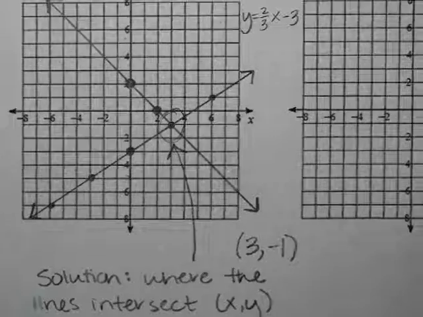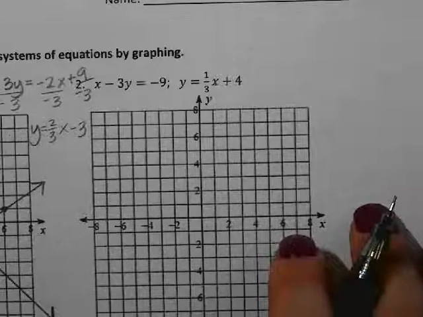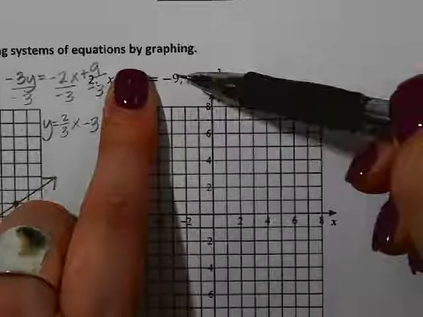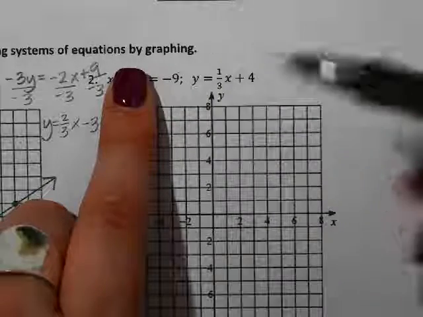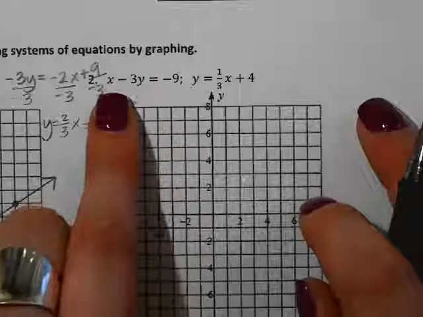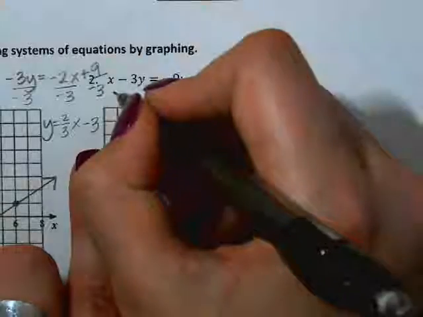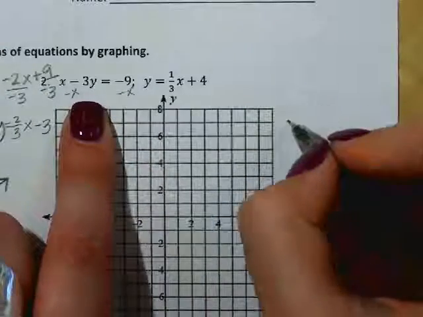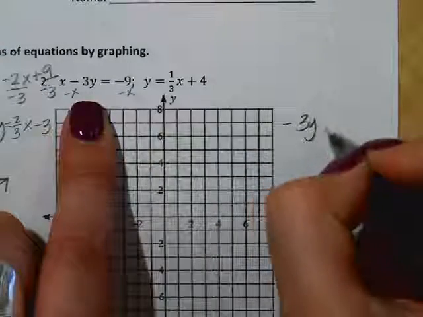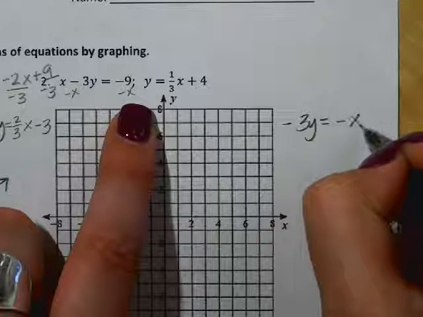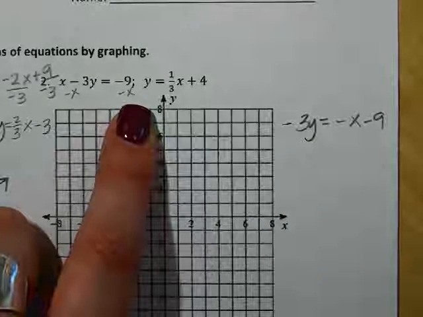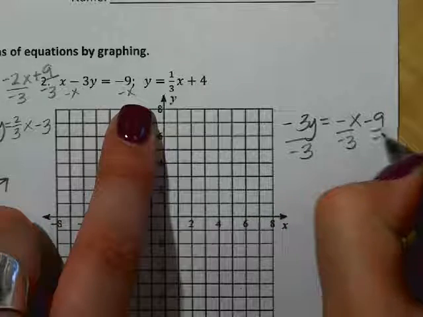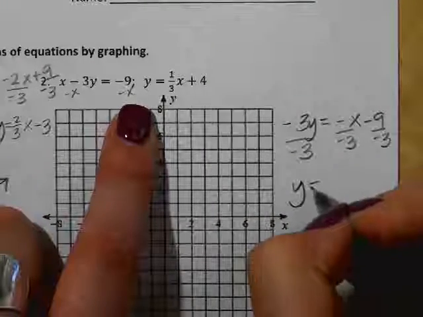All right, number 2. So for this one, we could use the cover-up method, but x equals negative 9, that's going to be off the graph a little bit, so I'll go ahead and just solve for y. So first, I'm going to minus the x over to the other side. So I've got negative 3y equals negative x minus 9. And then I'll go ahead and divide by negative 3 to get the y all by itself.